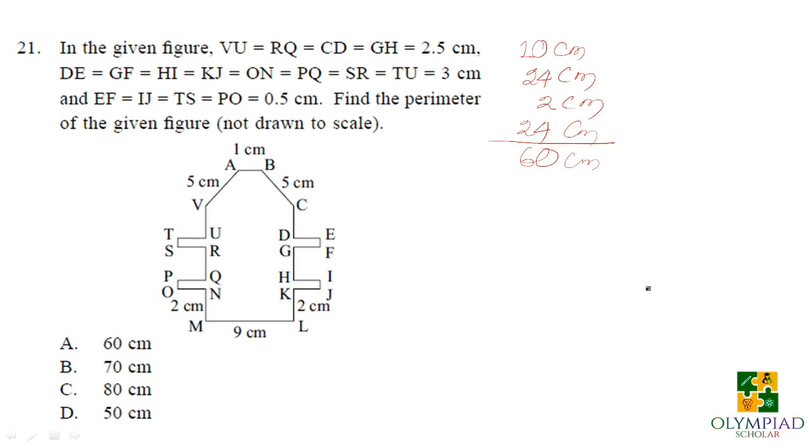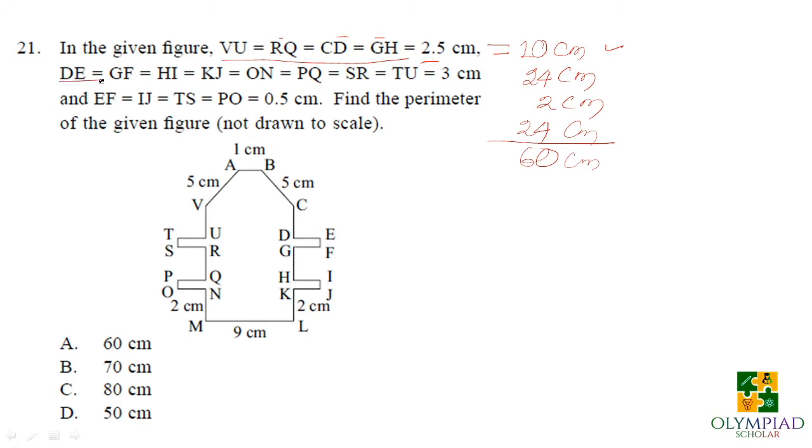In this figure, you have to find out the perimeter of the given figure, which is not drawn to scale. This is the easiest problem you can solve, but I will not solve it the long way; rather I will tell how to solve the problem in less time. You can see here it is given that VU equals RQ equals RD equals GH. That means these four sides are equal and have a length of 2.5 centimeter. So it will be 4 into 2.5 equals 10 centimeter.